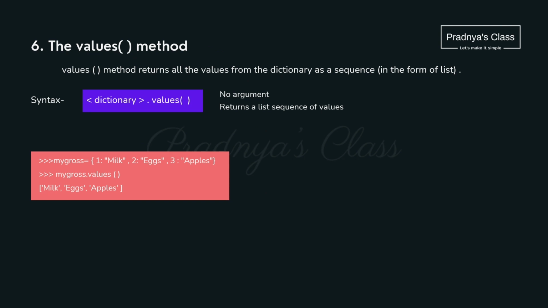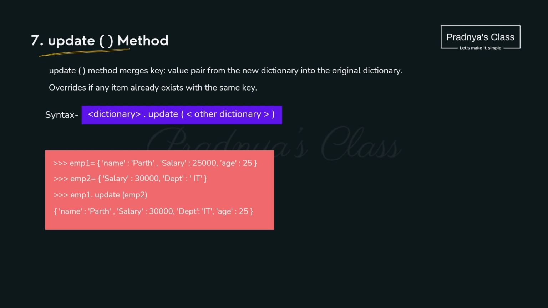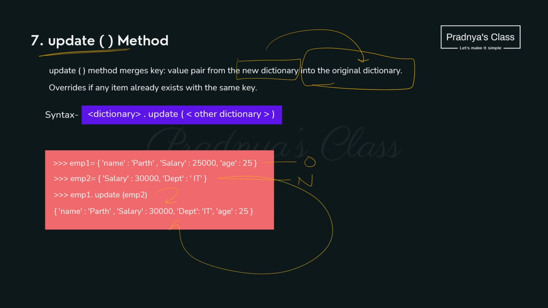If we have function to get all the keys, we will surely have the function to get all the values. Look at the example. We got the values from the dictionary. To merge the elements of 2 dictionary, we can use update method. It will update the new dictionary into the original one. This is the original dictionary and this is the new one. Look at the output. It got merged.